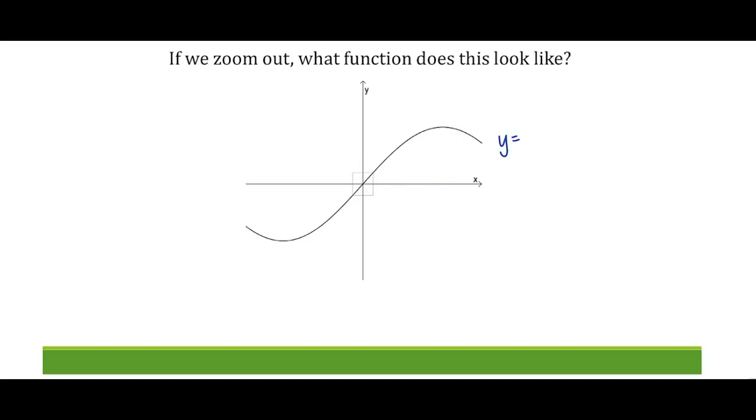So it's going to be something like negative ax cubed plus maybe some bx squared plus cx plus d, where d is of course 0 because this passes through the origin. So some variation of a cubic polynomial.